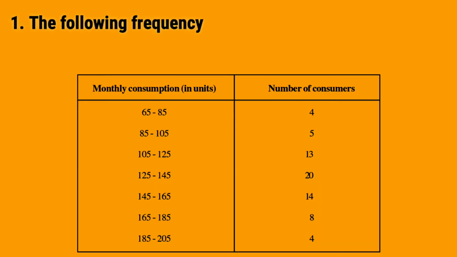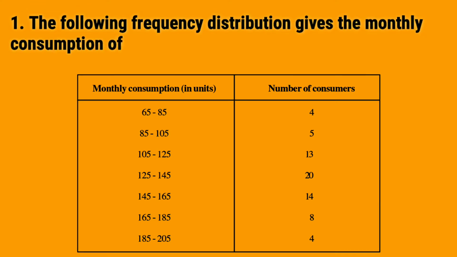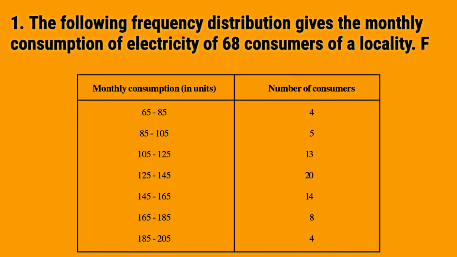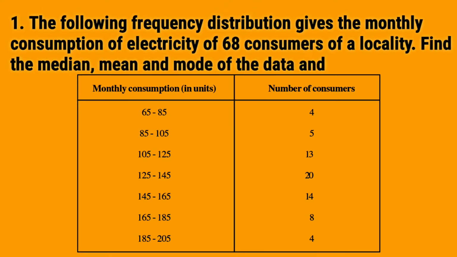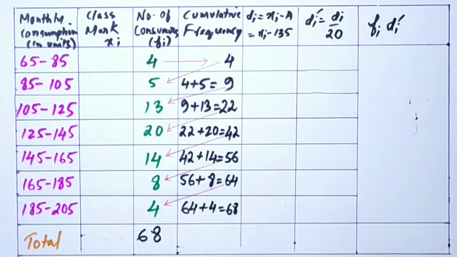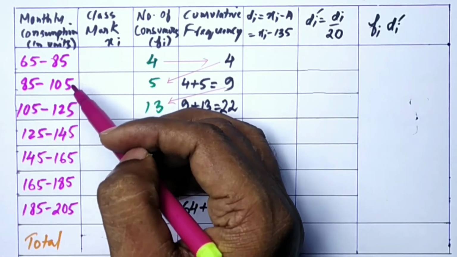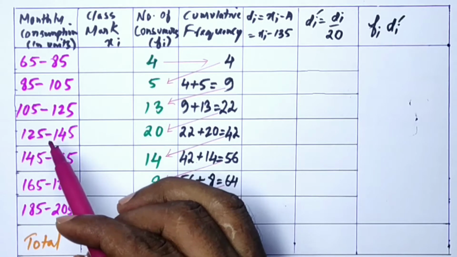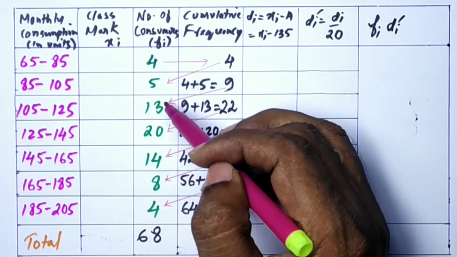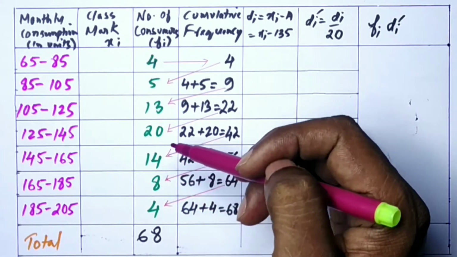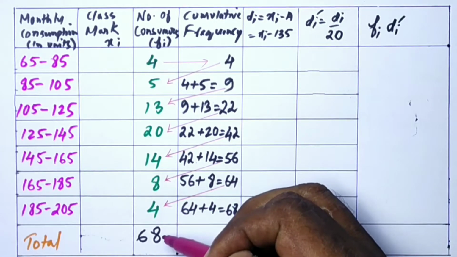Now our chapter question is: the following frequency distribution gives the monthly consumption of electricity of 68 consumers of a locality. Find the median, mean and mode of the data and compare them. Here the data is given below. So we have prepared a table where we have written the monthly consumption in units: 65 to 85, 85 to 105, 105 to, which is given in the question itself, and we have written the number of consumers: 4, 5, 13, 20, 14, 8, 4, which gives a total of 68.